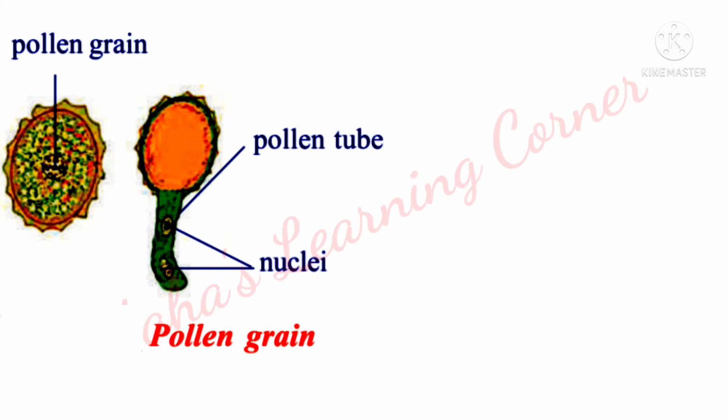The pollen grain reaches the stigma, germinates on the stigma and produces a pollen tube. This is the pollen tube. It has two male nuclei.